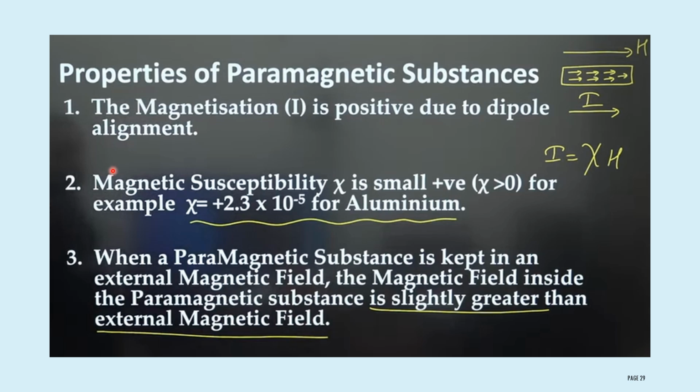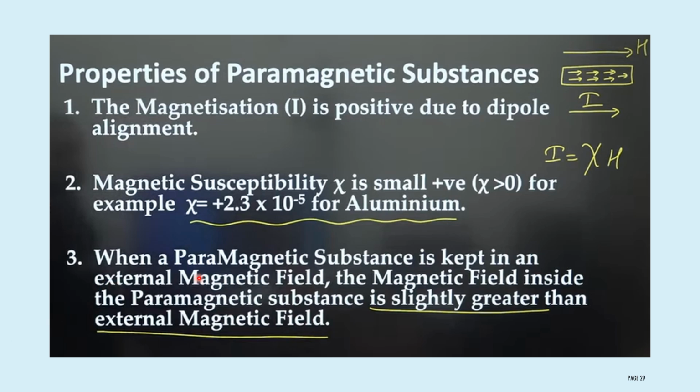Then second point, magnetic susceptibility zeta is small and positive. Zeta will be greater than 0. For example, zeta is 2.3 × 10^-5 for aluminium. Here you can see magnetization I is directly proportional to zeta. If magnetization is positive, then zeta is positive. Positive means it is greater than 0.